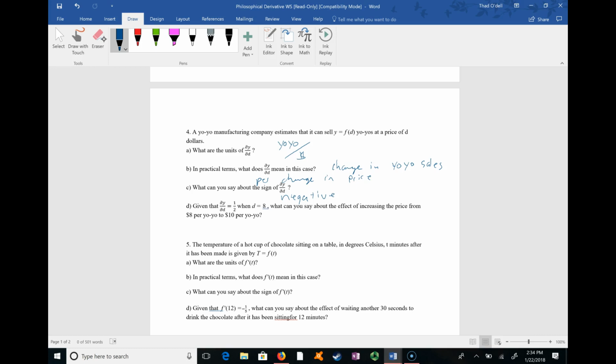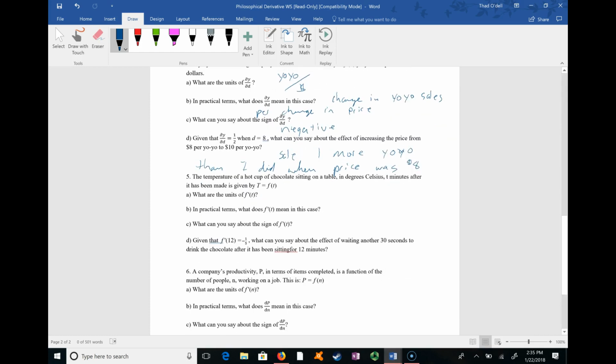I don't know. What can you say about the effect of increasing the price? So if I go from 8 to 10, that means that I will sell 1 more yo-yo than I did when the price was $8.